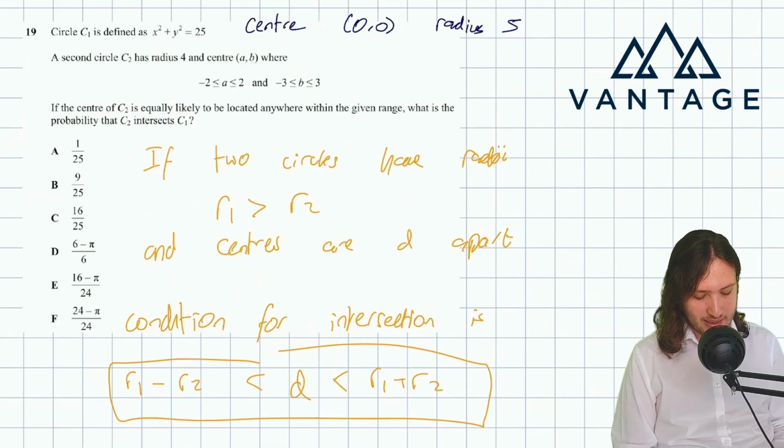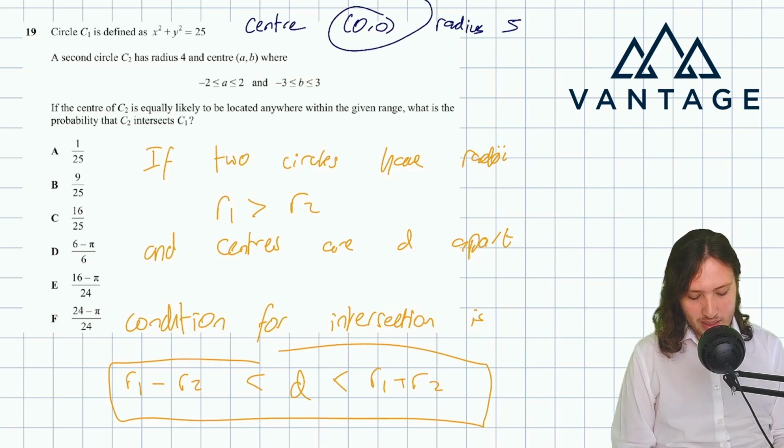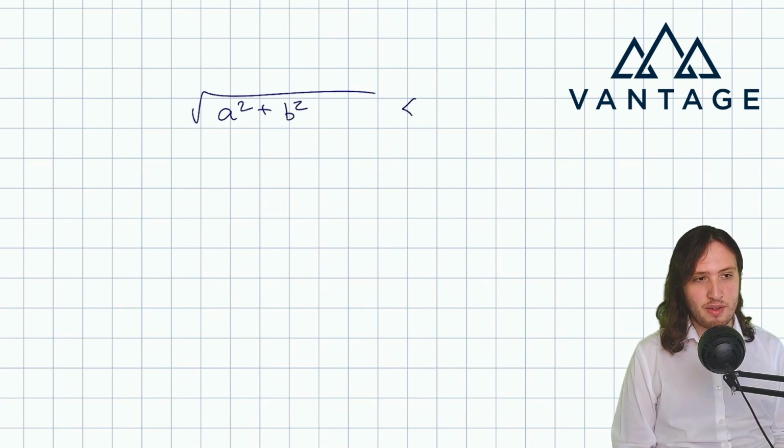So well worth memorising that. It is frequently useful in admissions tests like the TMUA. So in our particular case here, obviously the separation between 0, 0, the centre of this one, and (a, b) is going to be the square root of a squared plus b squared, and then the sum of the radii, 4 and 5, is going to be 9, the difference is going to be 1.